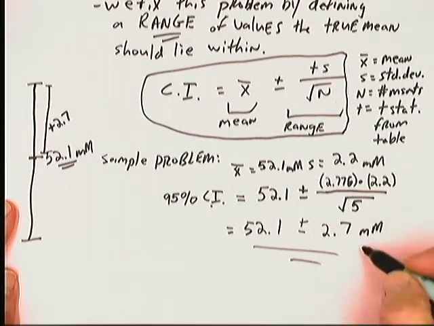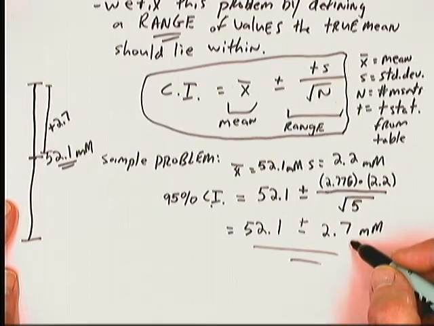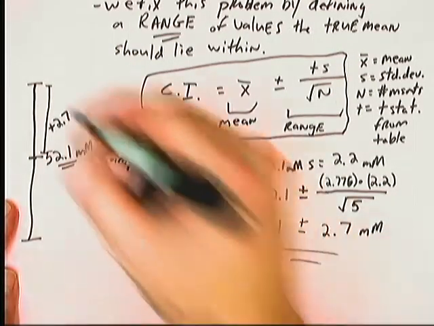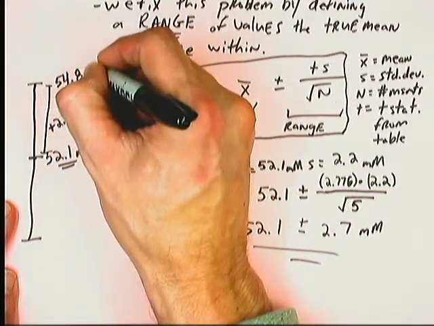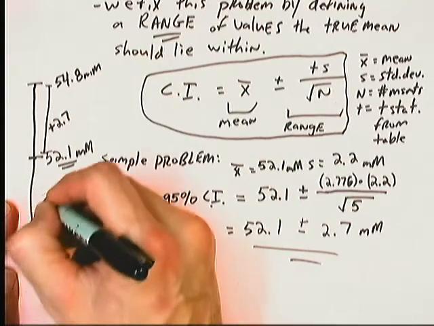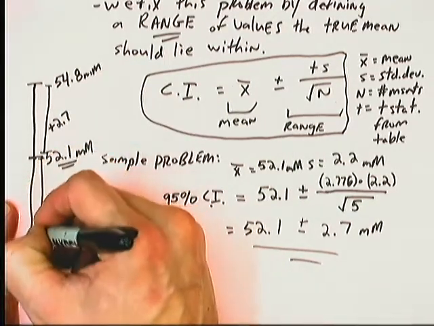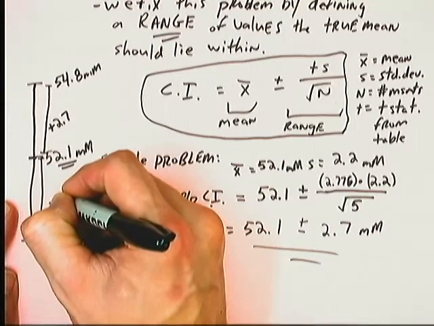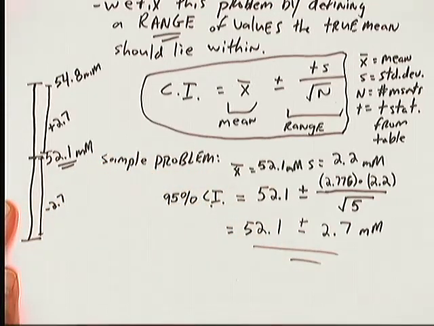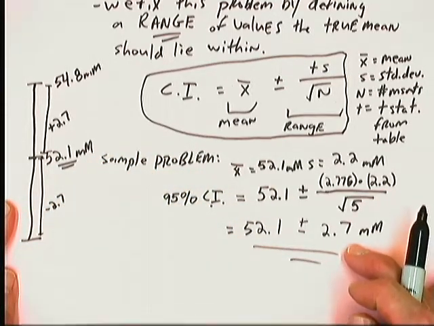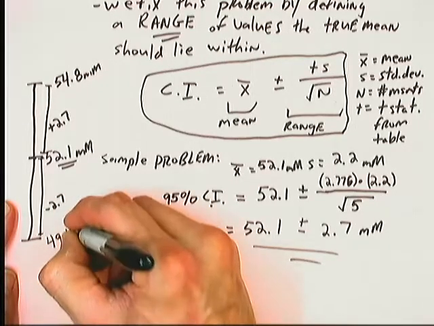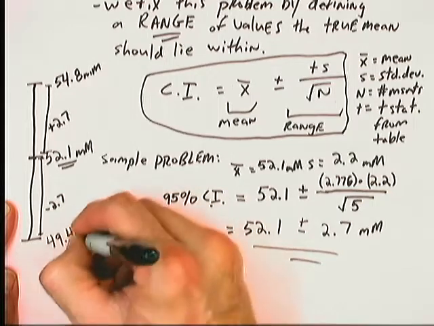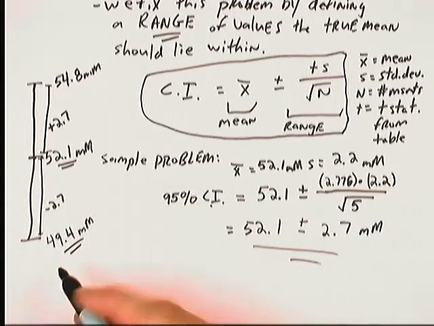tells me one limit of my range is 52.1 plus 2.7. That of course yields 54.8 millimolar. That would be the top of my range. Alternatively, I could subtract my range, which makes the minimum of my range 49.4 millimolar.